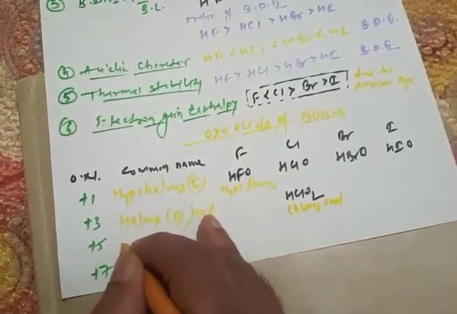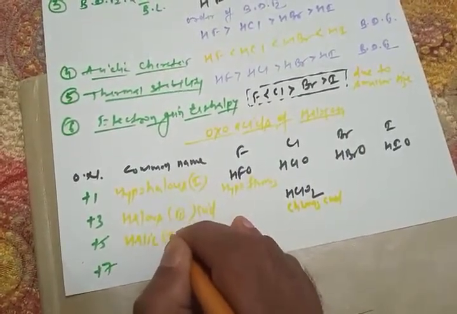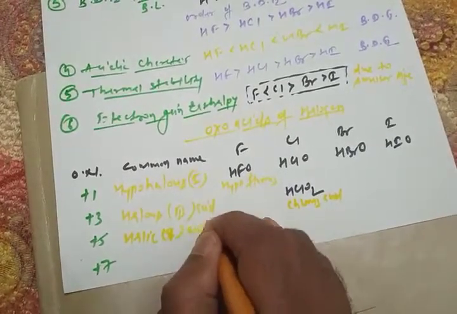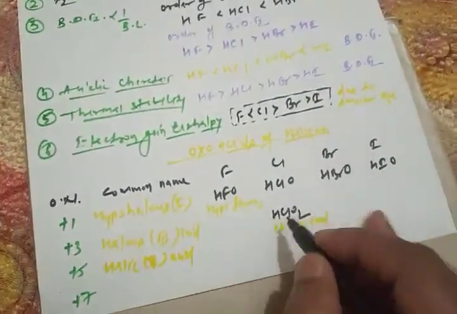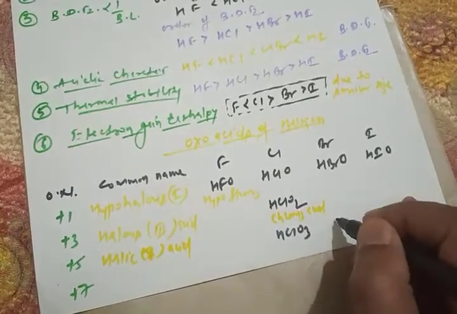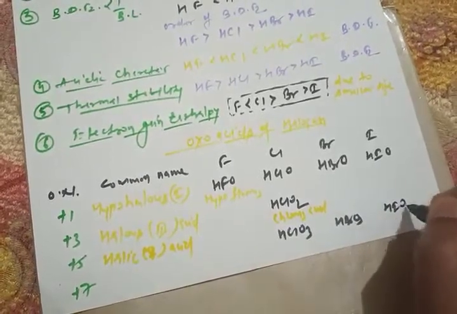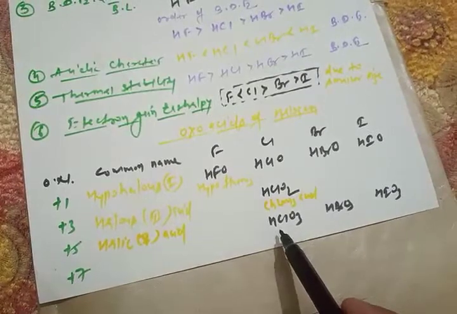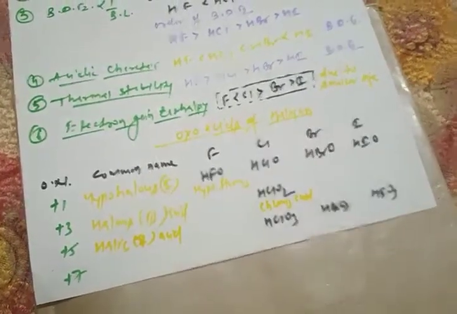Then the third is the +5 oxidation state. The name is halic acid. So again we'll take the examples. Here the example HF is not possible. HClO3, HBrO3 and HIO3. So this is what? Chloric acid, bromic acid, and iodic acid.